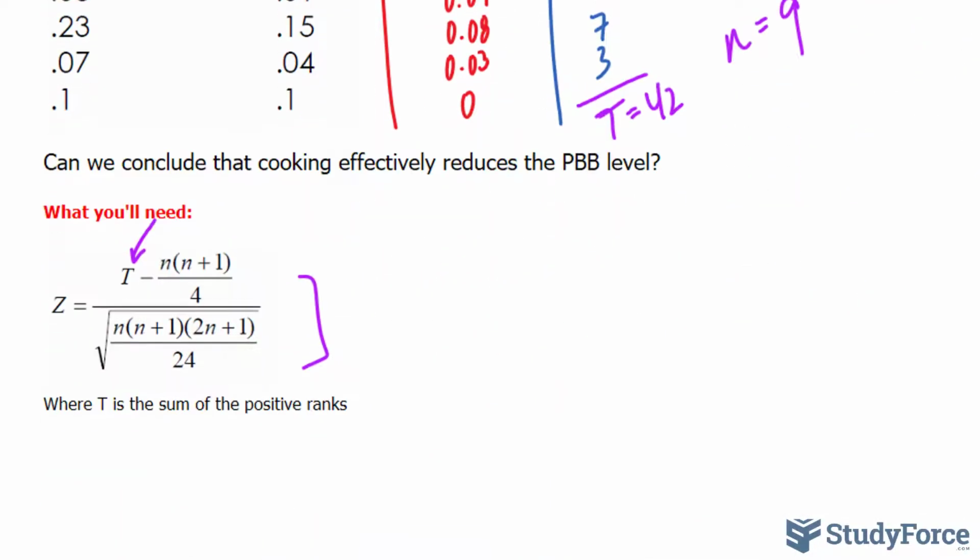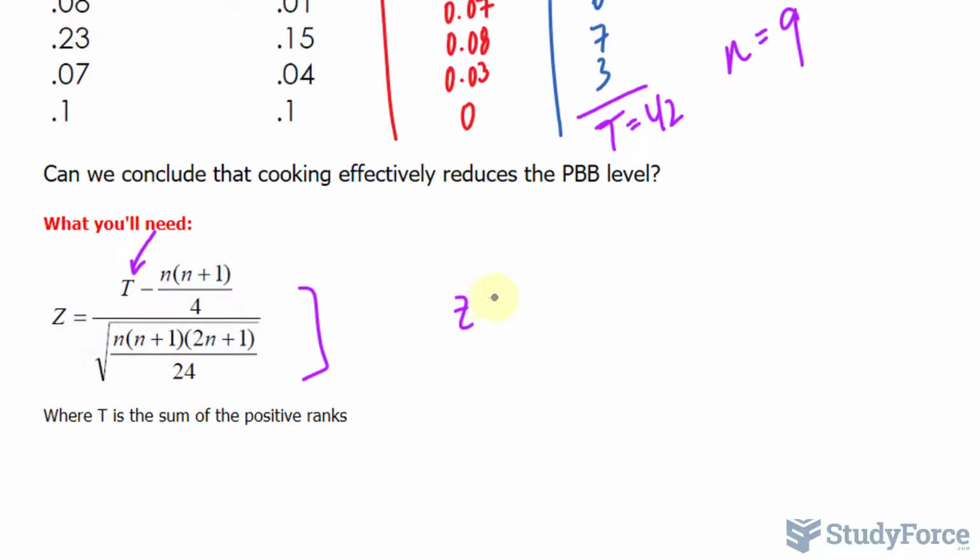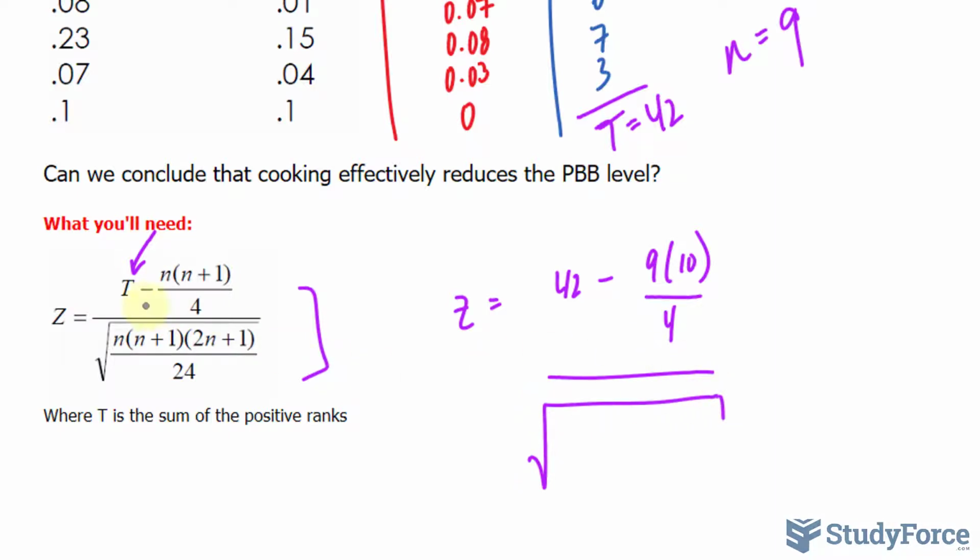Now we can go ahead and calculate Z. Z is equal to 42 minus 9 times 10, since 9 plus 1 is 10, divided by 4, over the square root of all of this mess. So we have 9 times 10 times 19, over 24. Putting this all into your calculator should give you a value that's equal to 2.31. That will be our Z score, 2.31.